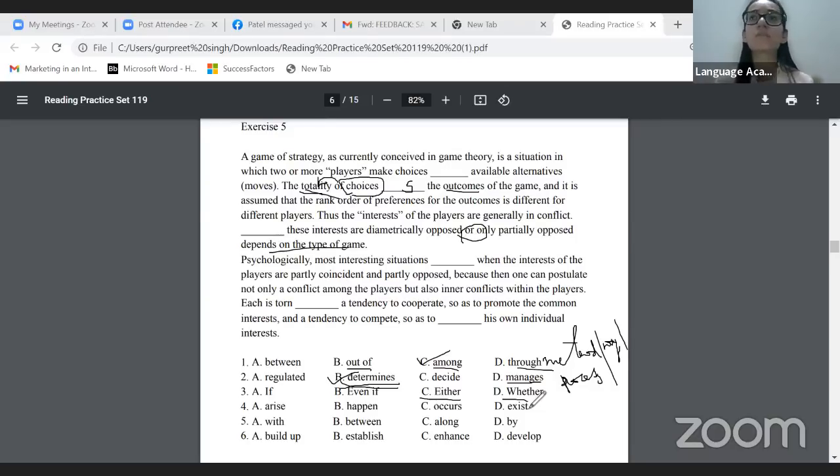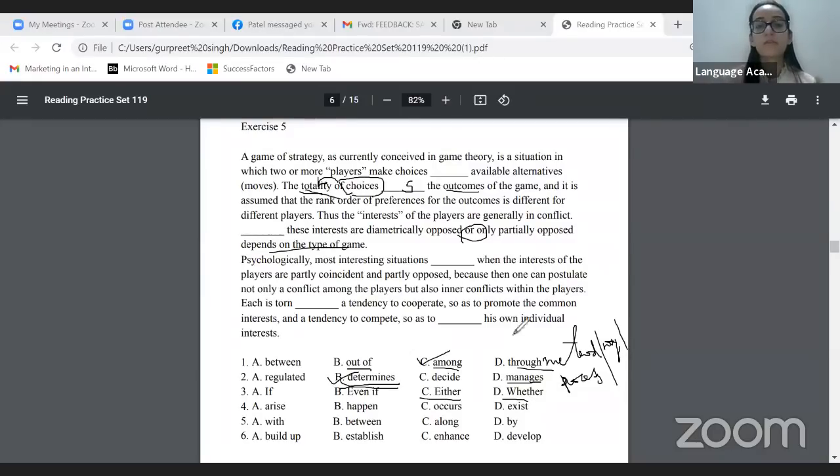Either is used when you have to make a choice. Only then the decision will change. So when you say either tea or coffee, that means you can select one of them and the result will vary. If you select tea, there will be a different result. If you select coffee, there will be a different result. And whether-or is used when it is not required for you to make the choice, because it really doesn't depend on your choice.